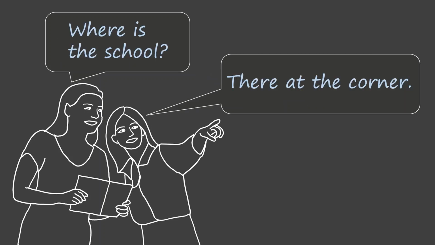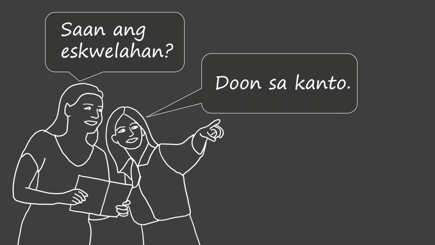Here is a slightly different version of that conversation. "Where is the school?" "There, at the corner." The Filipino version is, "Saan ang eskwelahan?" "Doon sa kanto."